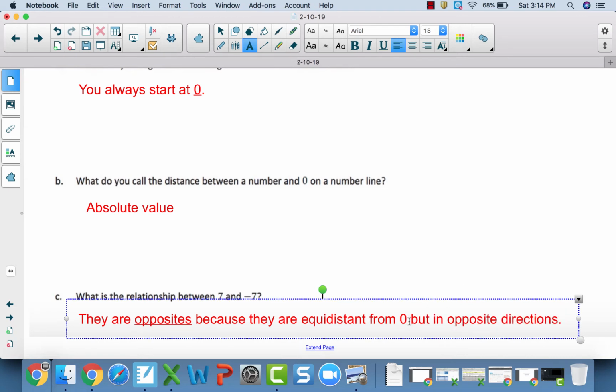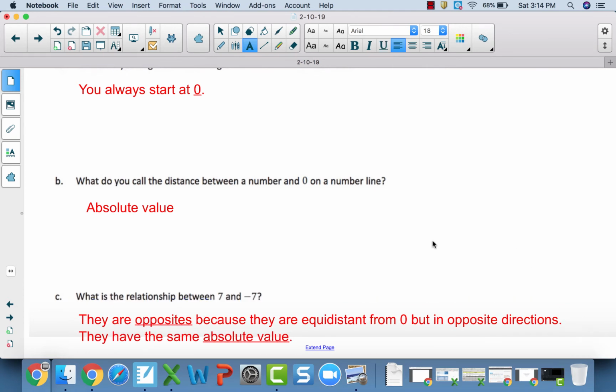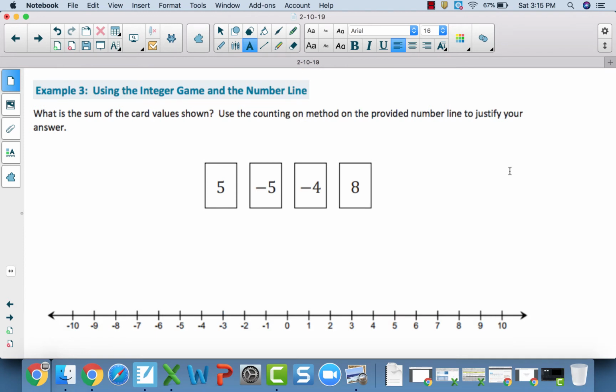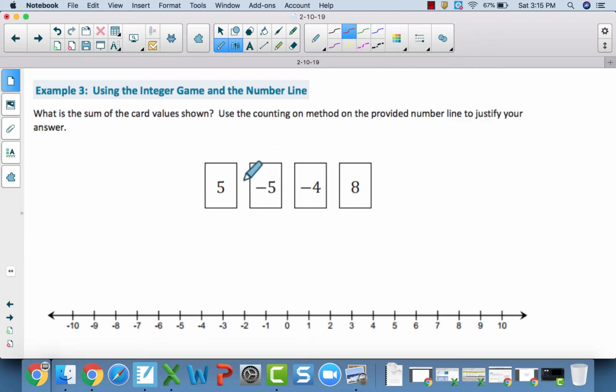Okay? Now you can also say they have the same absolute value because absolute value is measuring that distance from 0. All right, so example number 3 is going to have us play what is called the integer game. Now, before we get started, I'm going to color coordinate these for you guys. This will help when I'm explaining things.